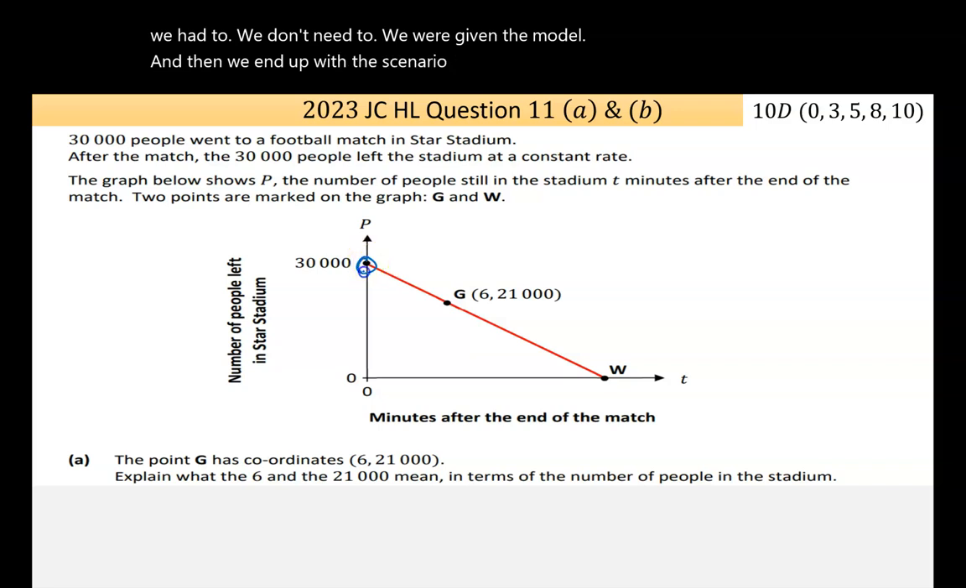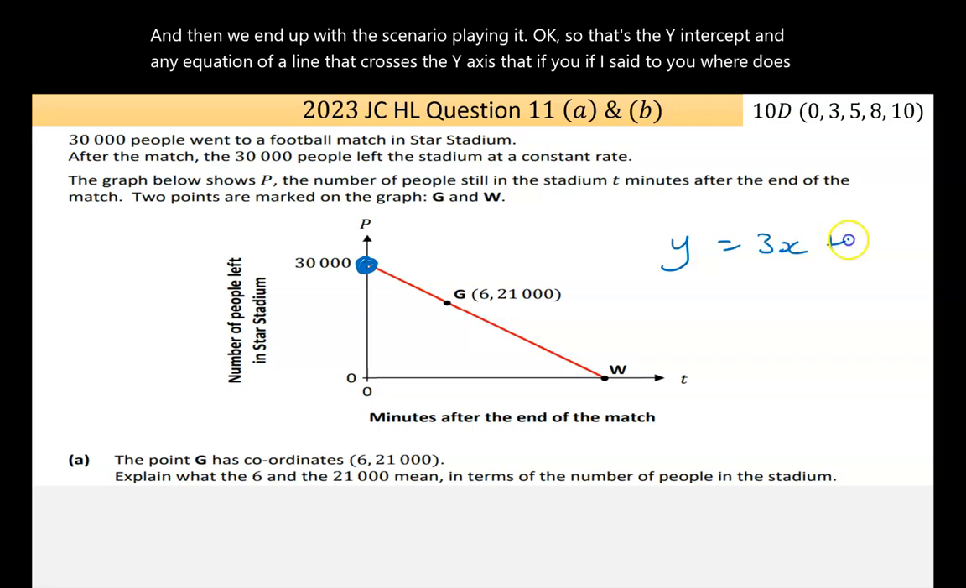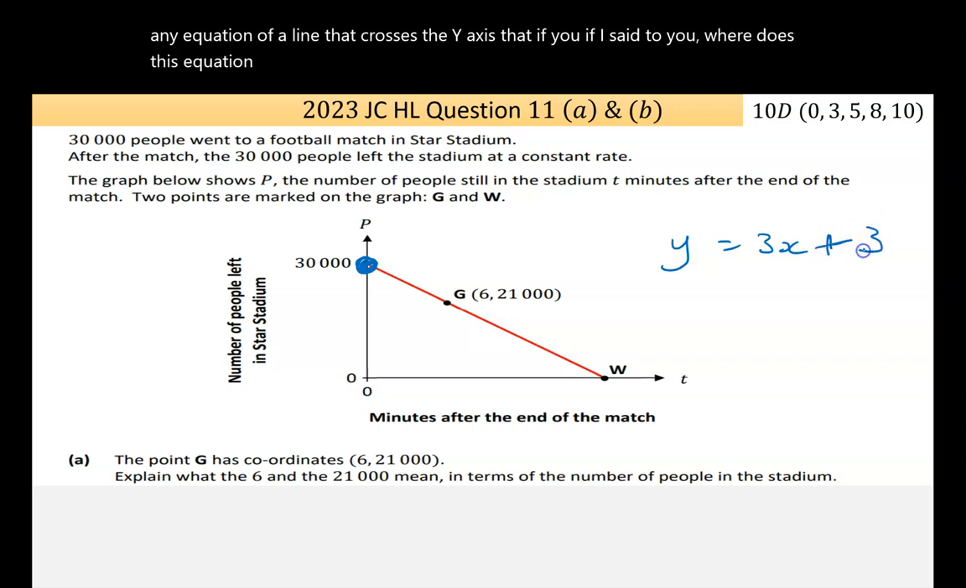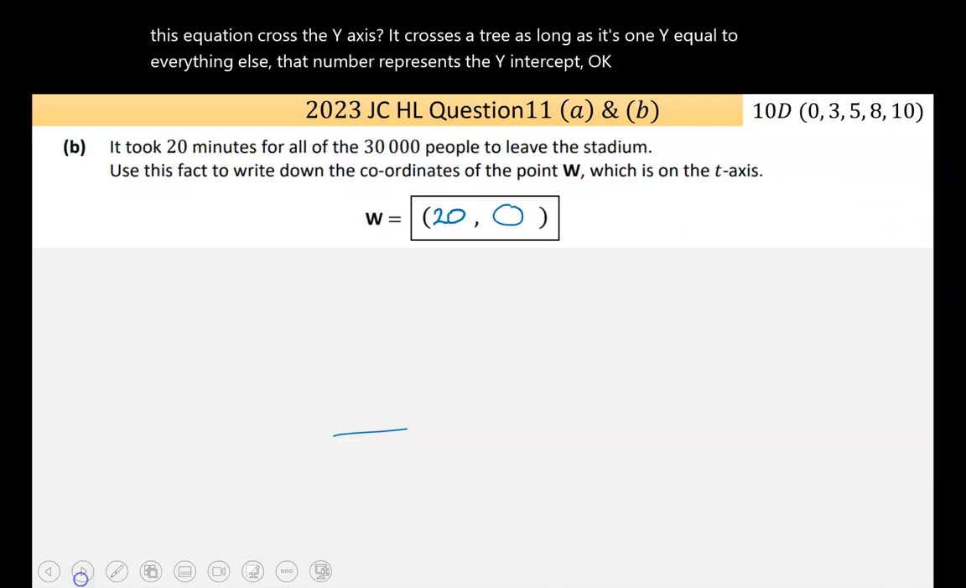Okay, so that's the y-intercept, and it applies to any equation of a line. If I said to you, where does this equation cross the y-axis? It crosses at 3. As long as it's y equal to everything else, that number represents the y-intercept. Okay, so again, coordinate geometry.